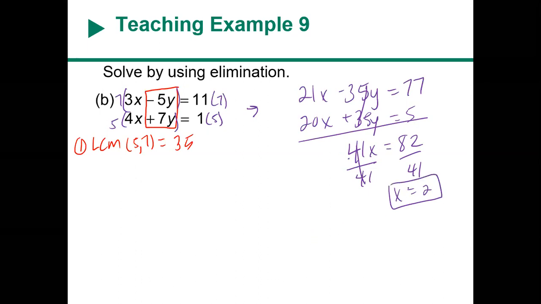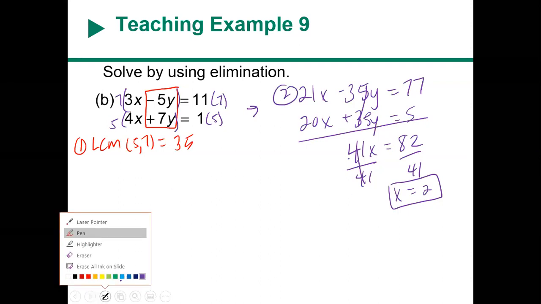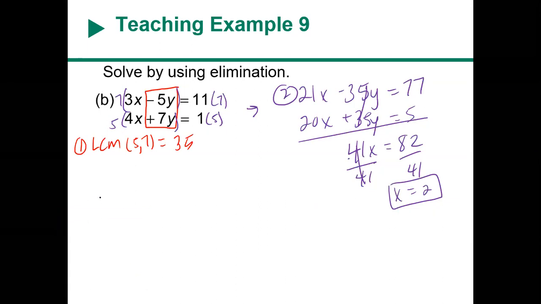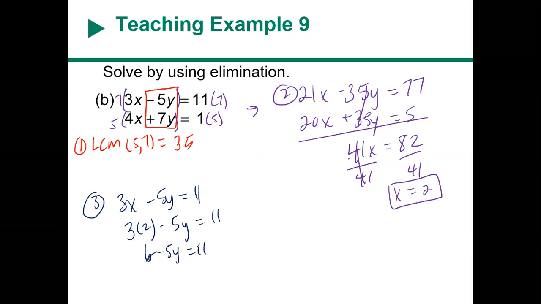So now I take what I got, and I'm going to plug it into one of the originals. It doesn't matter which original. So I'm going to do the first one, 3x minus 5y equals 11. So that gives me 3 times 2 minus 5y equals 11. So 6 minus 5y equals 11. Subtract 6, and I get negative 5y equals 5. So therefore, y equals -1.